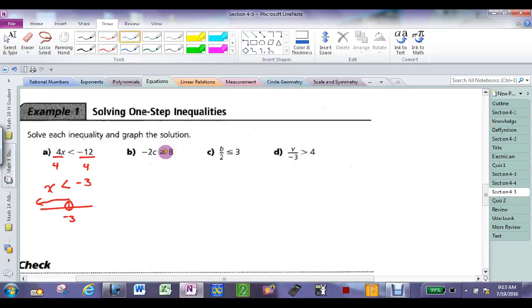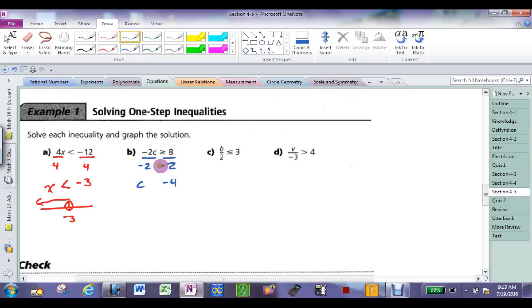Okay? How do I do this one? Divide by what? 2. Why negative 2, Bryn? Because you want to get rid of a negative 2. So, negative 2 divided by 2 is C. 8 divided by negative 2 is negative 4.